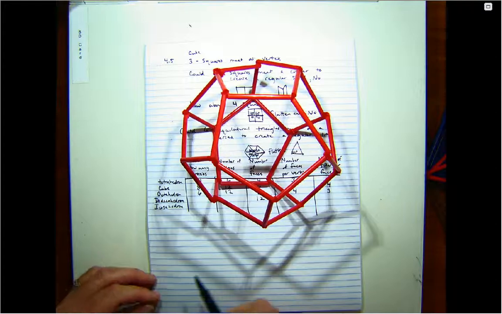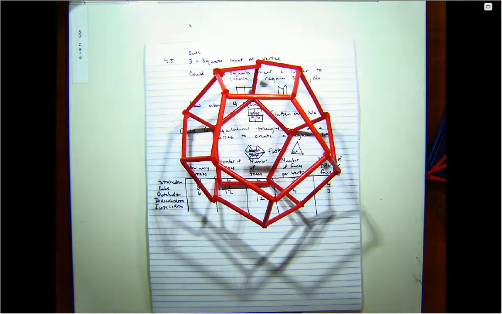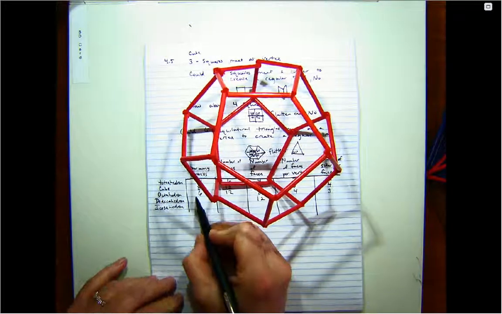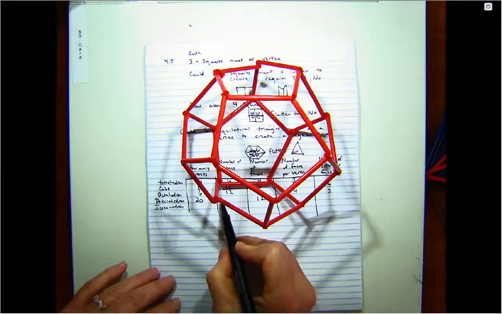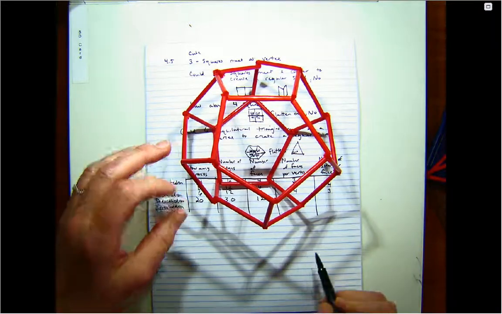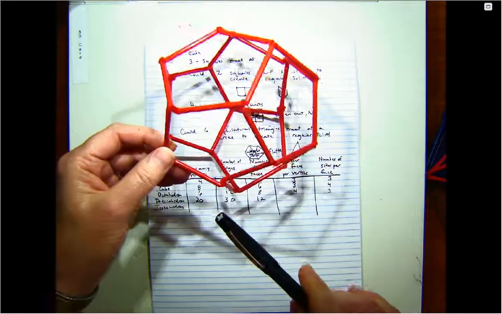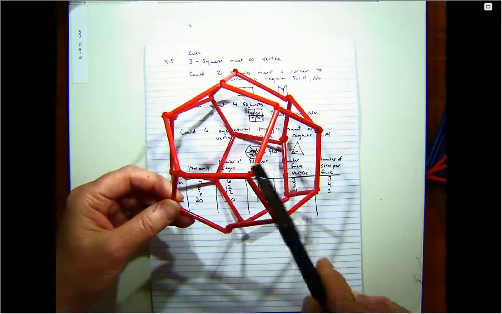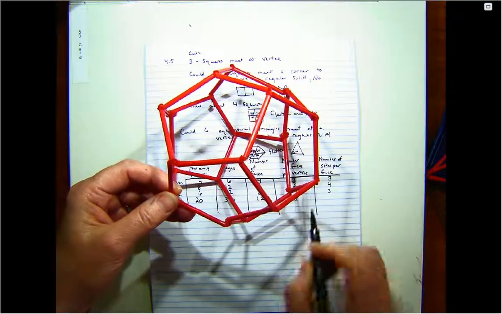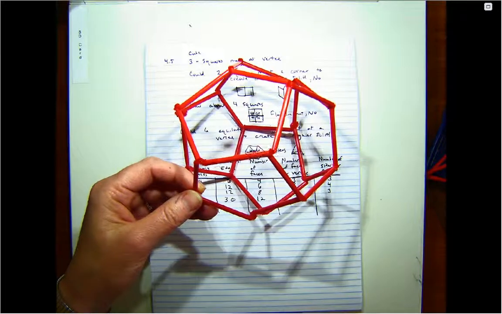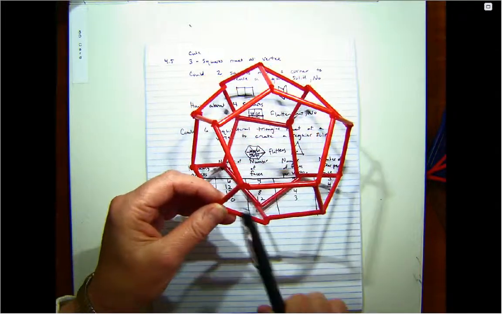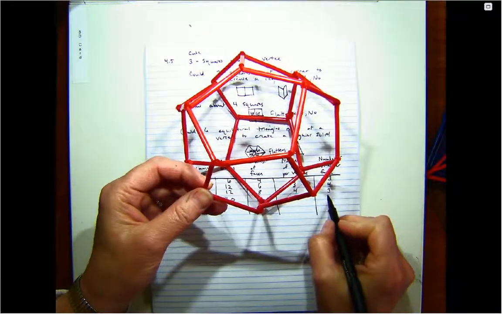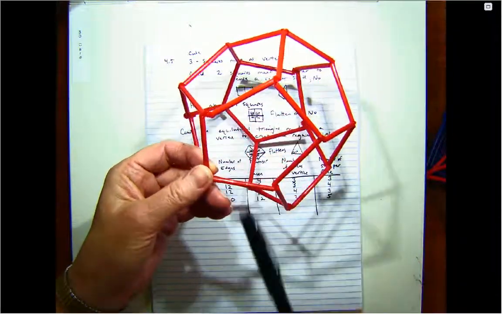12 faces. So how many vertices? Did anybody count the vertices here? 20. Yeah, good counting. That's not easy. How many edges? 30. Yeah, good. That's even harder. You got it. How many faces per vertex? Yeah, just 3. 3 pentagons meeting at each corner. So 3 faces per vertex. And the pentagons are the faces, so there's 5 sides for each face.